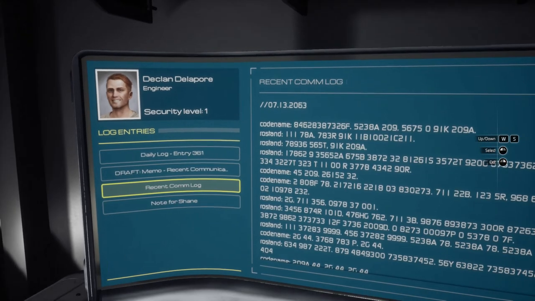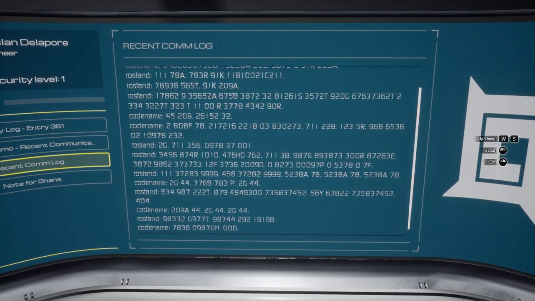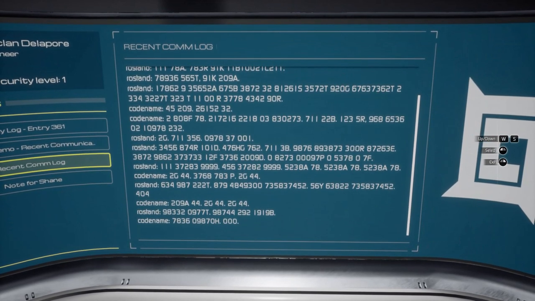A recent comm log. Okay, this is gibberish to me. Code name.